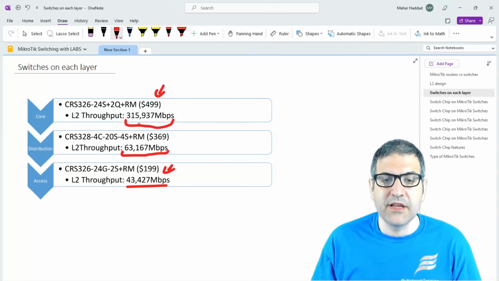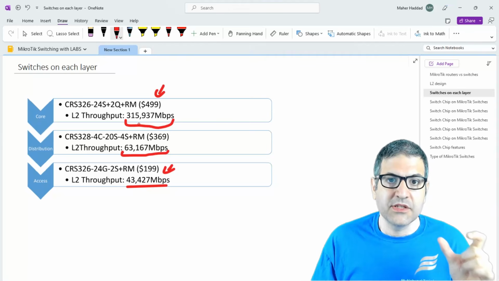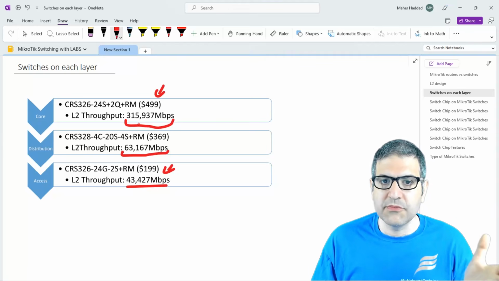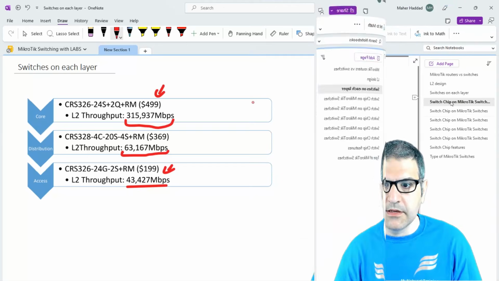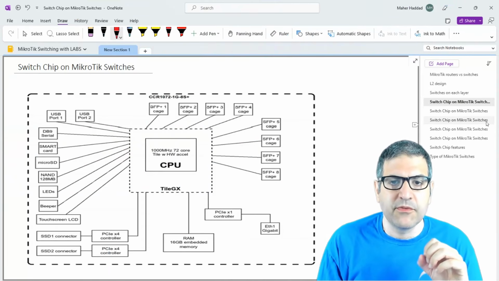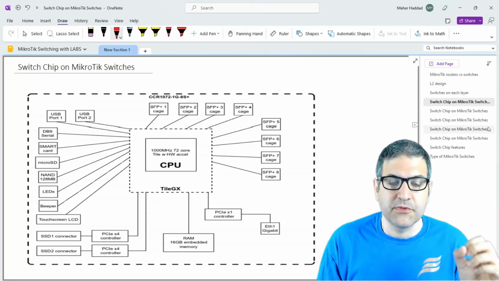All right, so now we understand the different types of layers. Let's start speaking about the switch itself and see what the switch has inside of it, which we call the switch chip. What is the function of the switch chip, and why is it important to profit from it? Every switch from MikroTik comes with a switch chip. So what is the switch chip?